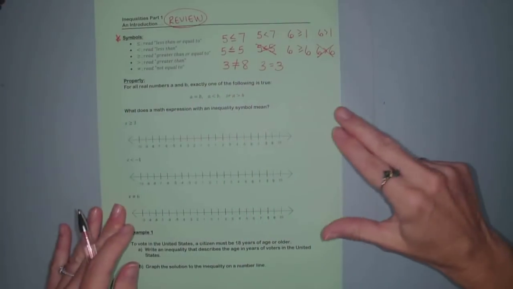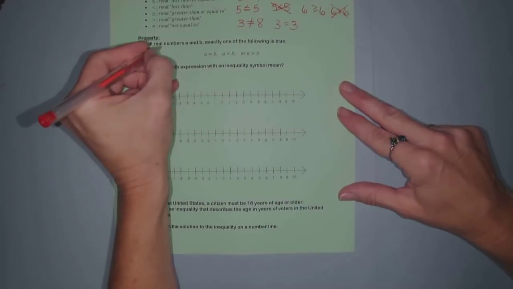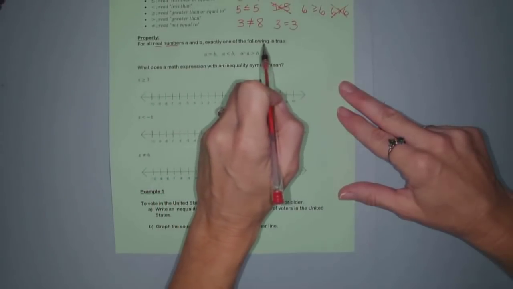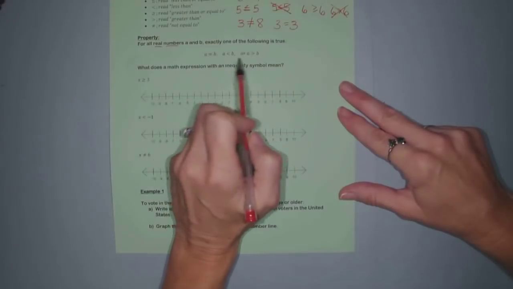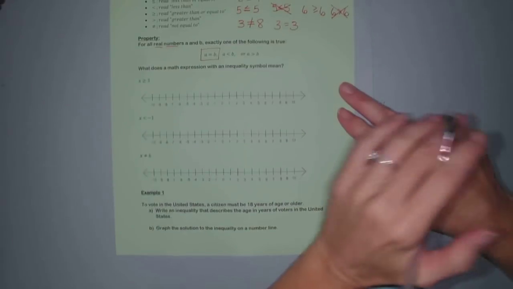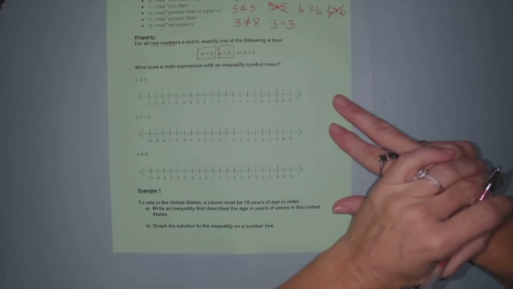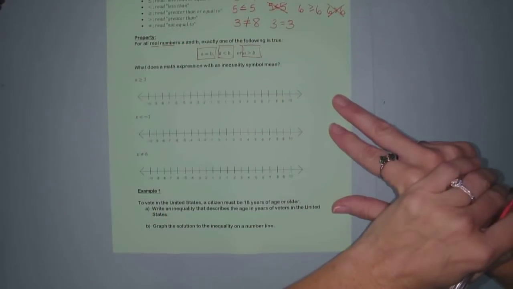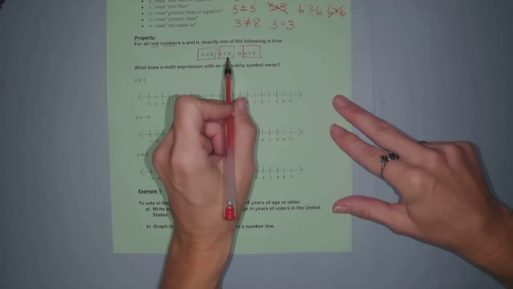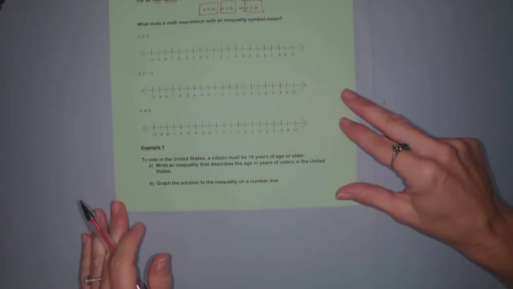Okay, let's go down to the next part here, this property I've written for you. It says for all real numbers, that's all numbers, A and B, exactly one of the following is true. And these are the only 3 cases you can have. Either A has to equal B, kind of like 3 equals 3. A has to be less than B, or A has to be greater than B. If you have 2 numbers and you're comparing their values, they're either equal, one is less than the other, or one is greater than the other. Pretty simple stuff. Okay, let's move on.